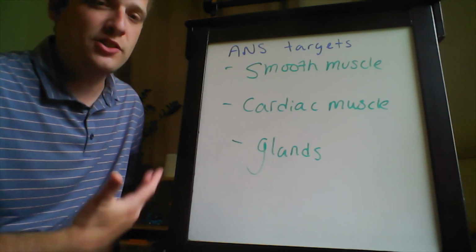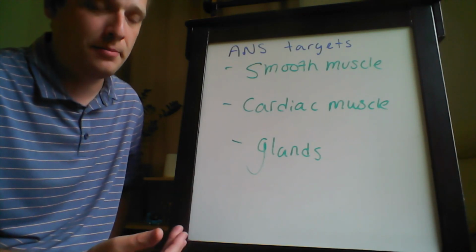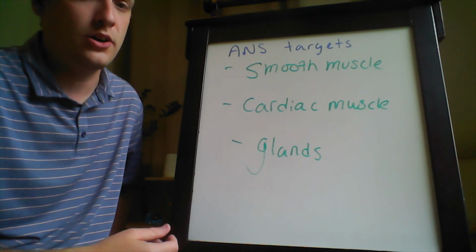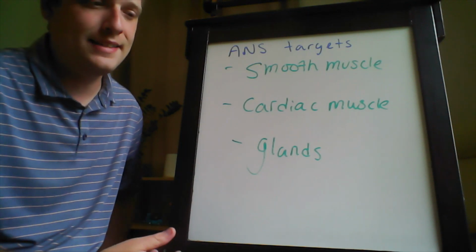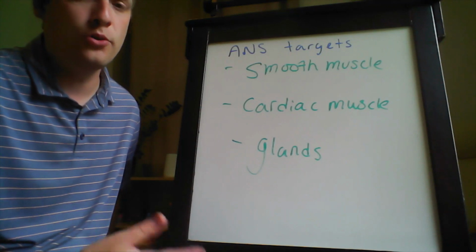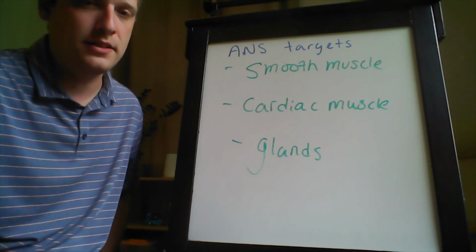Also, another target is cardiac muscle. I mentioned that heart rate is controlled by the autonomic nervous system, so cardiac muscle is also a target. And finally, glands. Glands that promote sweating, or certain glands that release hormones, can be activated or inhibited by the autonomic nervous system.